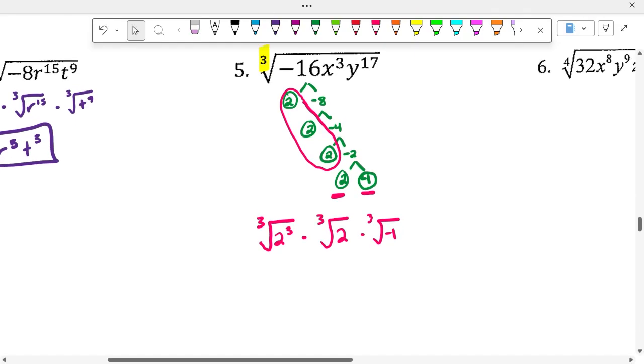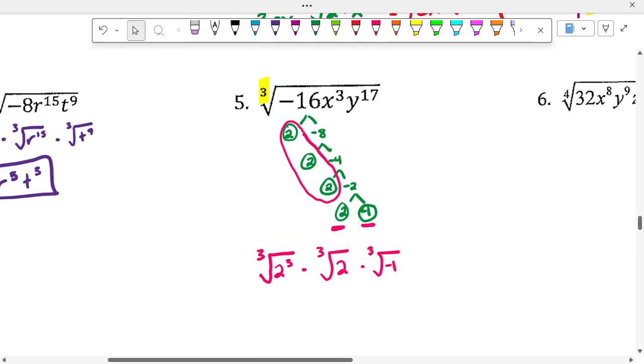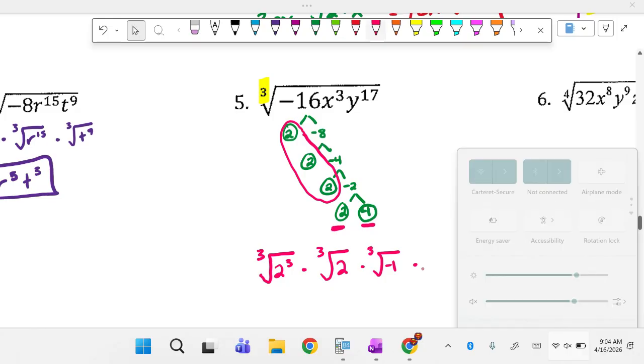How many groups of 3 can I make out of x to the third? So how many groups of 3 can I get out of x to the third? 1. So is x cubed a perfect cube? Yes, so I can just rewrite it.